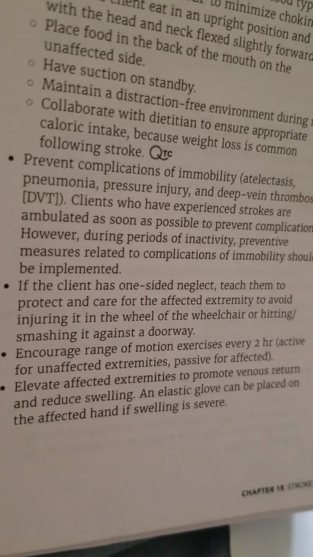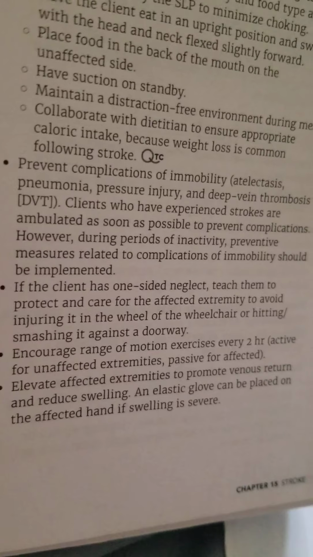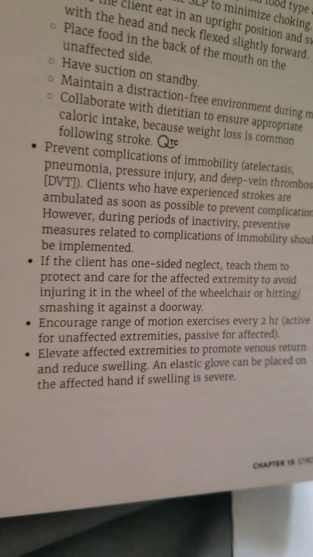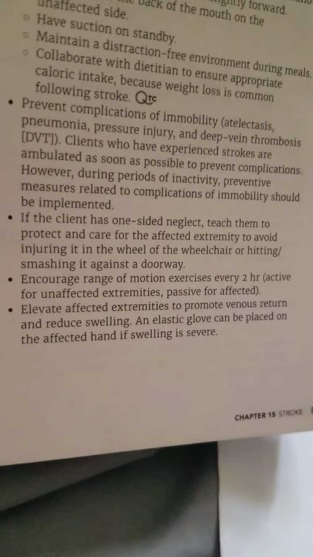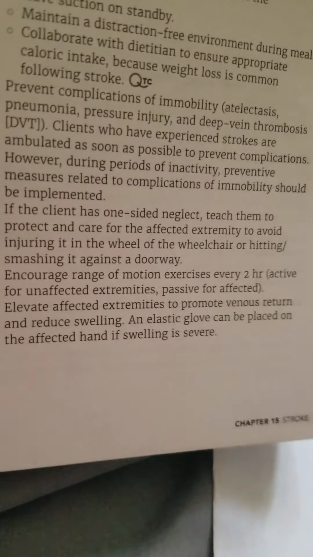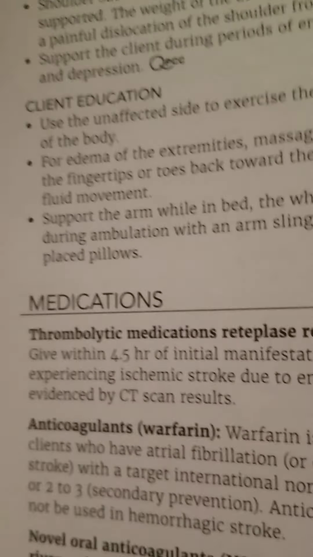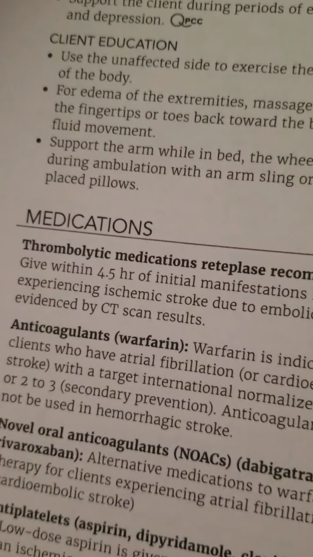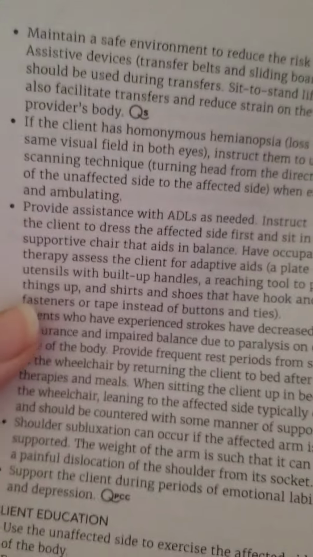Active for unaffected extremities, passive for affected. Elevate affected extremities to promote venous return and reduce swelling. An elastic glove can be placed on the affected hand if swelling is severe. That completes page 89. Moving on to page 90 in Chapter 15, ATI, Stroke.